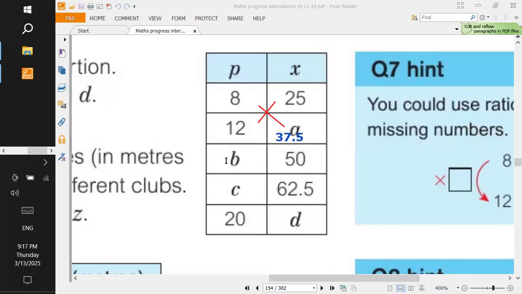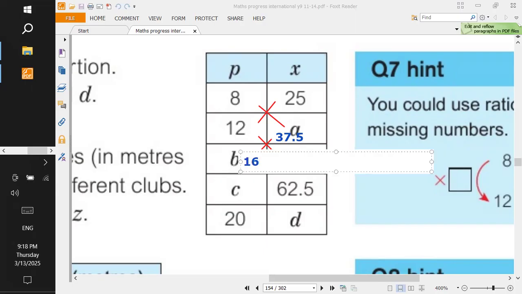Same idea with the value of b. I'm going to use the x method like this. Multiply the ones connected with a line, so 12 times 50, and then I take the answer and divide it by 37.5. And I get 16. So b will be 16.